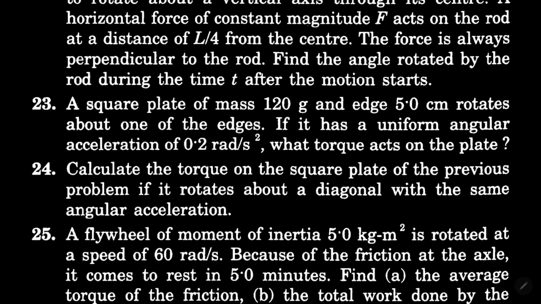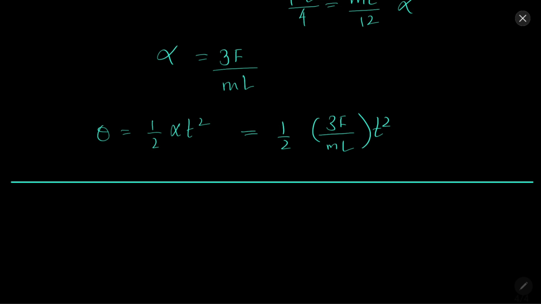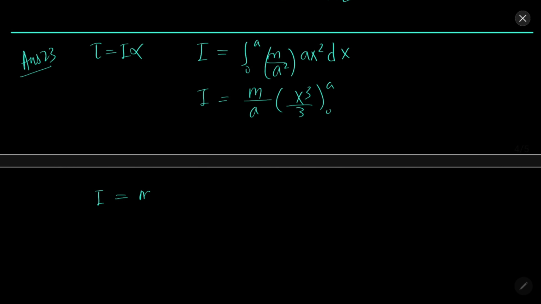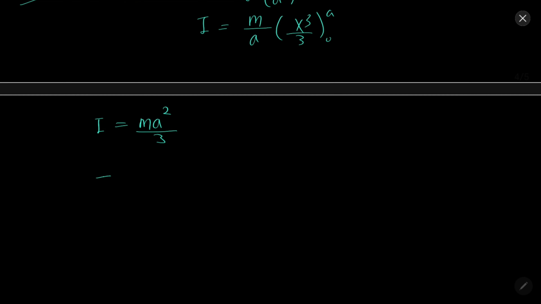In 23, a square plate of mass 120 gram is given. If it has uniform angular acceleration, what torque acts on the plate? Solution 23. For torque we know that it is I alpha, so we need to find the moment of inertia, which is integral from 0 to a of m over a square into a x square dx. So the moment of inertia will be equal to m over a times x cube over 3 from 0 to a. After solving this, the moment of inertia will come out to be ma square over 3. Therefore torque will be ma square over 3 into alpha.